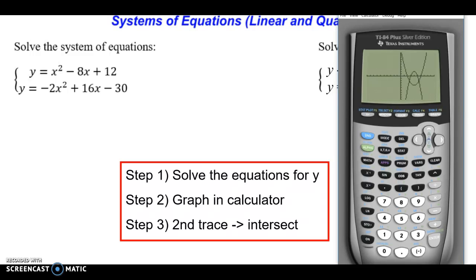Just to show you guys, first of all, how many answers are we going to have? Two, right? How many times do these parabolas cross each other? Twice. You can kind of see, this is one of our answers, and this is one of our answers, right?